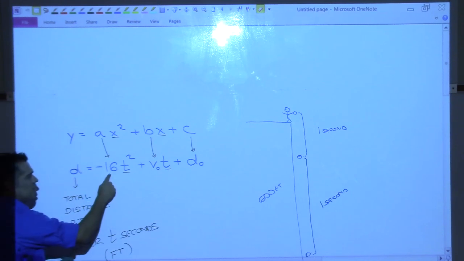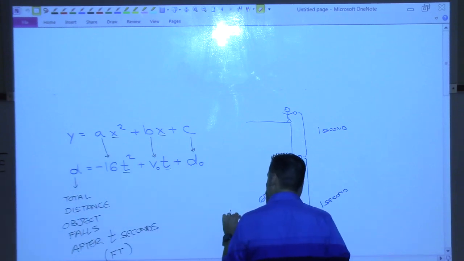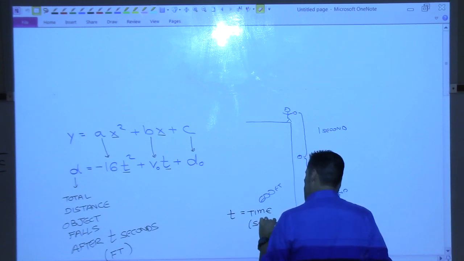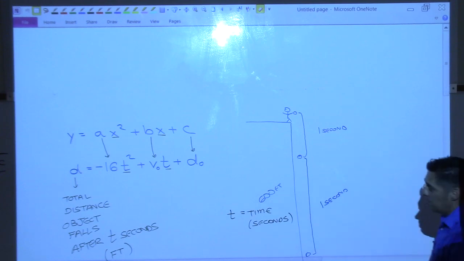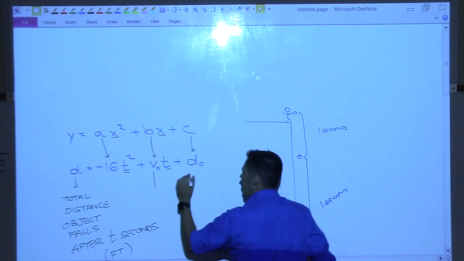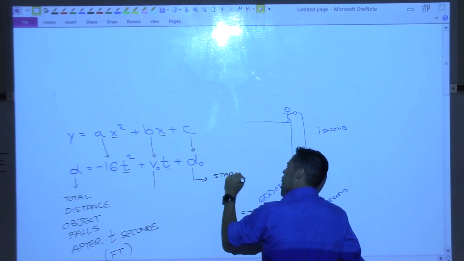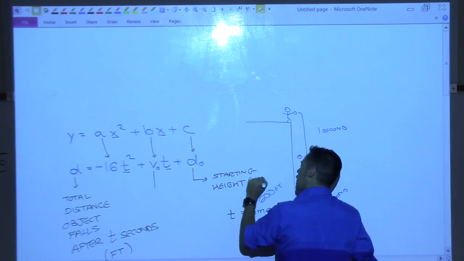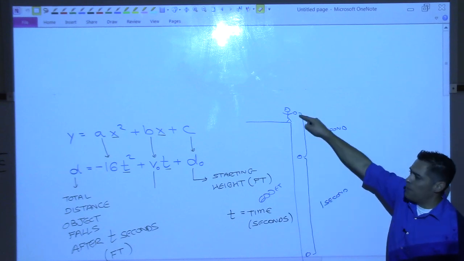Negative 16 you have no control over. T is the variable, t is time, so T is time in seconds. We're going to get to a problem in a second. I just have to explain the whole formula first. This right here is what we refer to as the starting height, and this is also measured in feet. So this number right here is the 600-foot cliff.